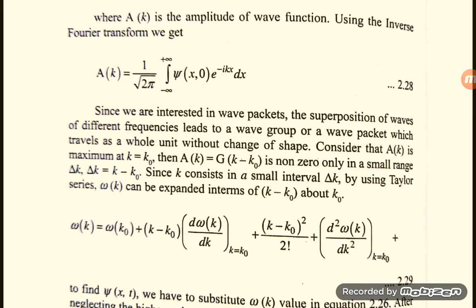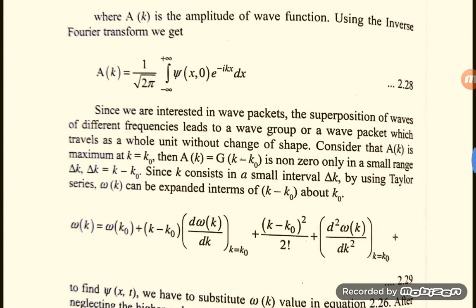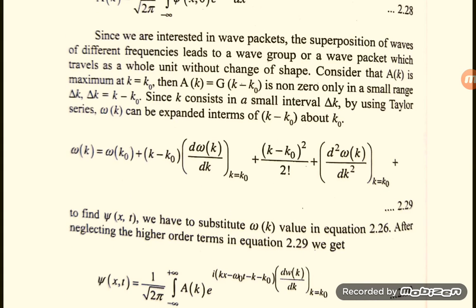Since delta k is small, by using the Taylor series, omega of k can be expanded in terms of k minus k naught about k naught. So omega of k equals omega of k naught plus (k minus k naught) d omega by dk at k equals k naught, plus (k minus k naught) whole squared by factorial 2 times d square omega by dk square at k equals k naught, and so on.